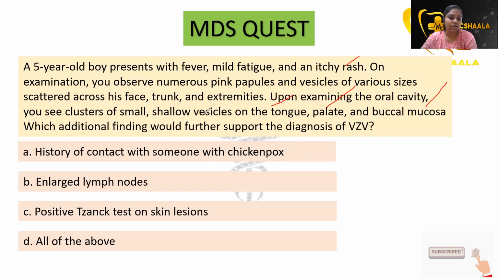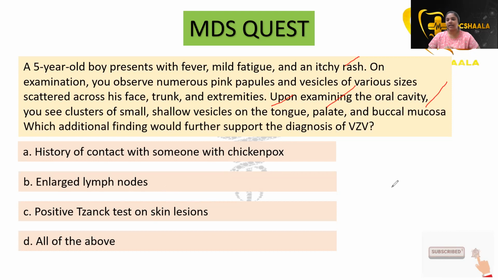Okay, so he has given all the clinical features. He is just asking how you will confirm that this is VZV. What are the additional findings you can see here? History of contact with someone with chickenpox, enlarged lymph nodes, positive Tzanck test on skin lesions, or all of the above.